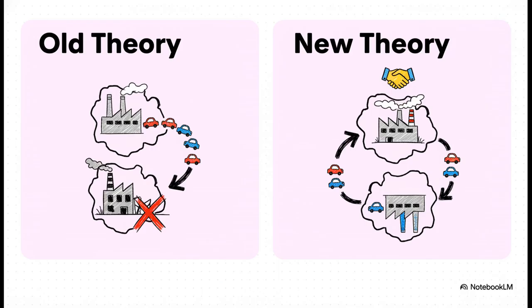But the new theory? It predicted something totally different. It suggested that no, France wouldn't stop making cars. It would just start to specialize in a different type of car, like Renault's, while importing other kinds from its neighbors. This leads to specialization within an industry, not the total destruction of it. It becomes more of a win-win exchange of different varieties.